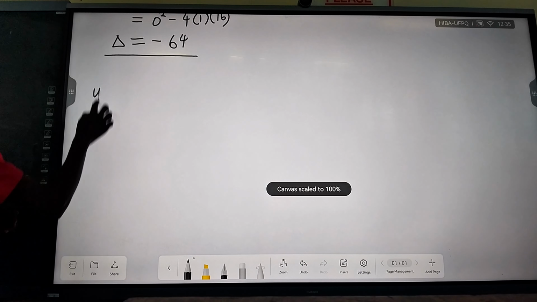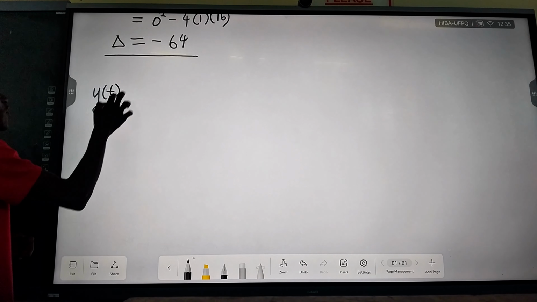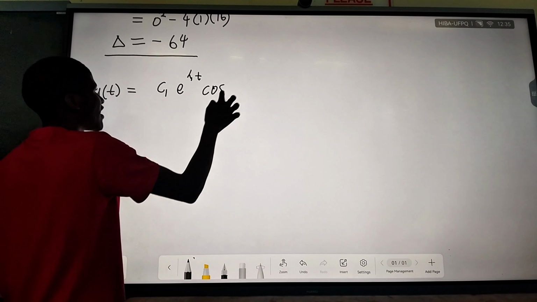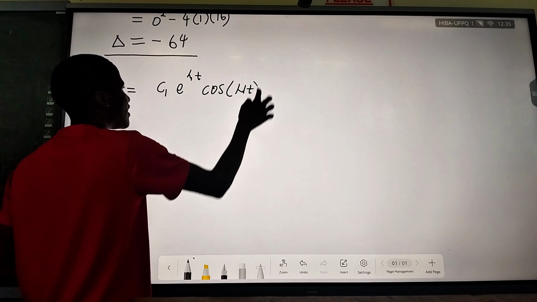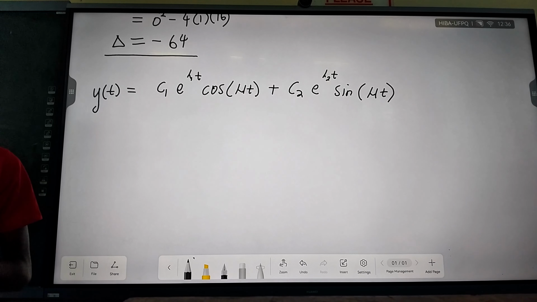So here it is. Use x or t, it's your choice. If you say y at t, it's equal to c1 e to the power of lambda 1 t cos of mu t plus c2 e to the power of lambda 2 t sine of mu t. Okay, let's ask ourselves, lambda and mu, how are we going to get them? What are they exactly? So you solve this equation.